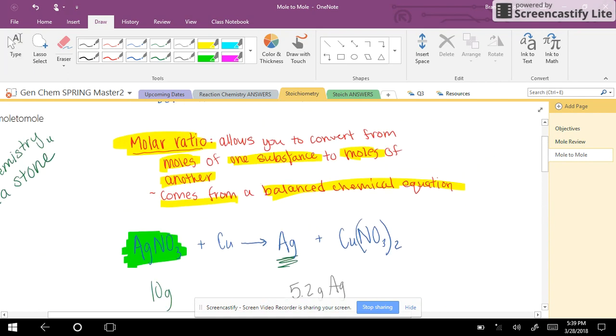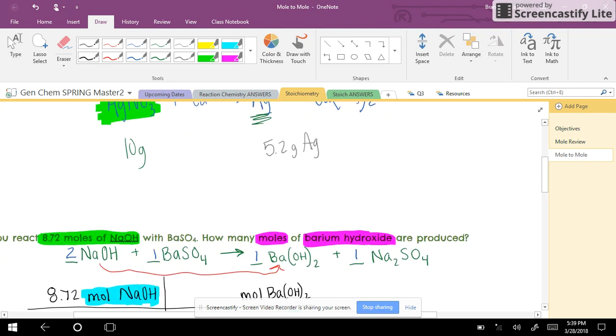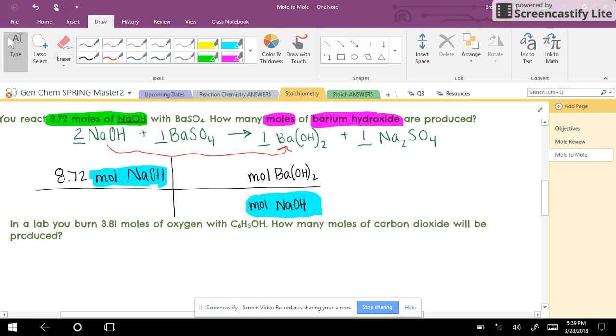And again, looking up at what we just said, where does that molar ratio come from? It comes from the balanced chemical equation, specifically the coefficients in that balanced chemical equation. So if I'm looking at NaOH, the coefficient of NaOH is 2, and that's what's going to go right here, a 2.